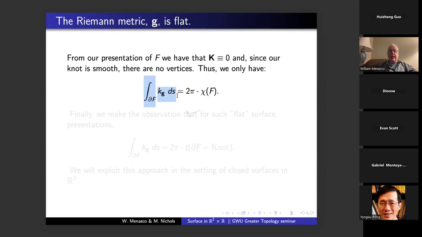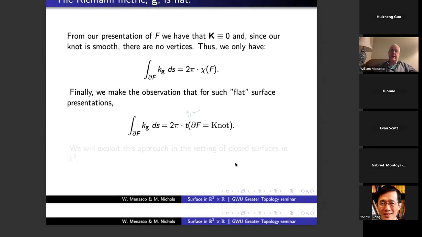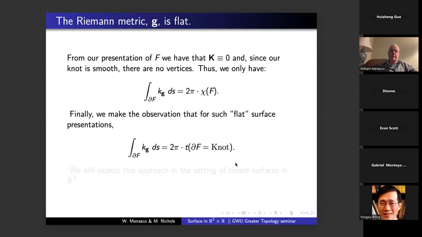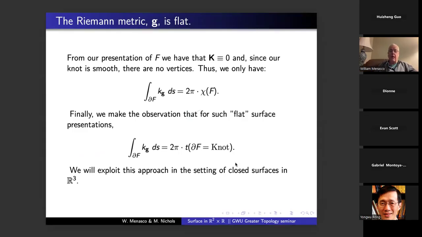All right. And you can see, with a little bit of effort, that what that is equal to is 2 pi times the turning number of the knot. The line integral over the geodesic curvature. All right. So this basic observation, and I will be honest with you, I didn't notice this until I started working on this problem, was that this was one way to compute the Euler characteristic of a surface.